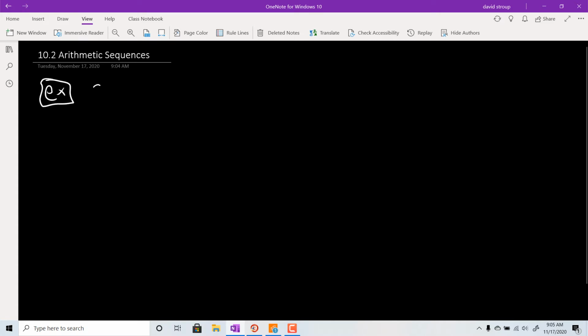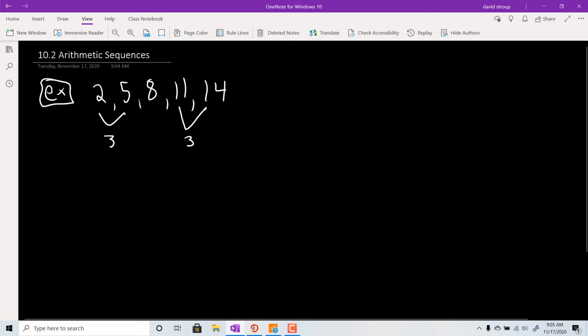So we have 2, 5, 8, 11. Can you guess the next number? It's 14, right? So how did you get 14? Well, you added 3. Every one of these, all we did to get to the next one was to add 3. And that's the defining characteristic of these sequences. To get to the next term, all you have to do is add what they call a common difference, which they'll call D.